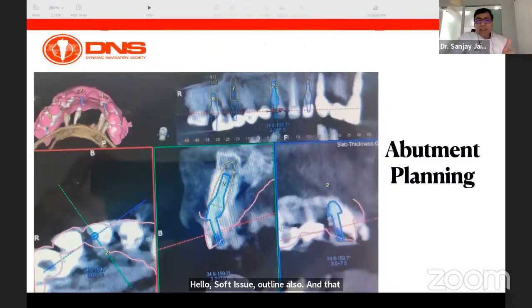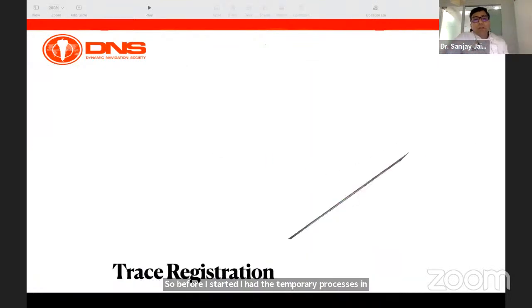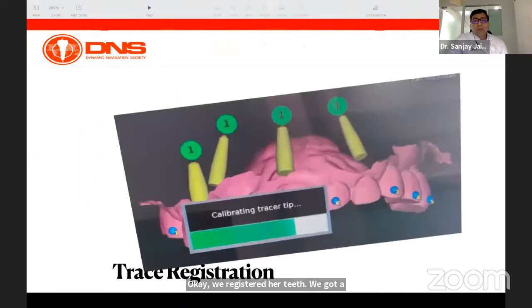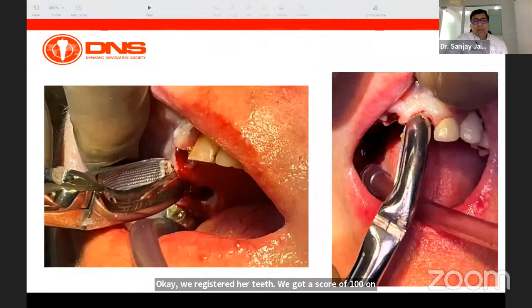Now, how does this help us? See, this is where digital technology or digital dentistry is a boon. Before I started this case, I sent this STL file to the laboratory to tell them what the angulation of the abutment has to be, and how my temporary prosthesis has to be planned. So before I started, I had the temporary prosthesis in place. We registered her teeth. We got a score of 100 on all. See this, we're calibrating, then we extracted the teeth.